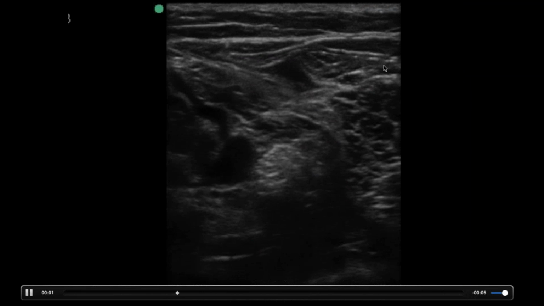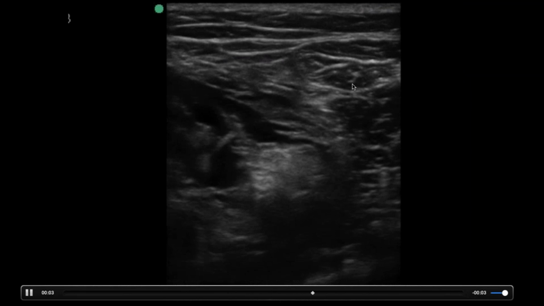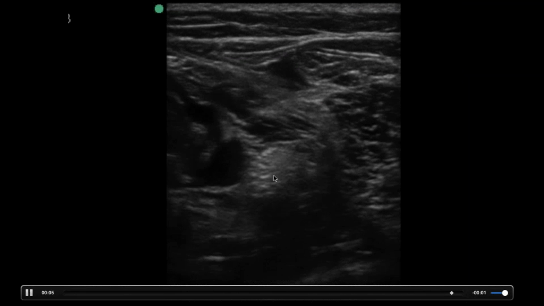Here you can see needle, sciatic nerve here, and then there's hypoechoic fluid around that sciatic nerve. All right. So now we're going to round out with the posterior tibial block and the saphenous, and then we'll have a little bit of time for questions.